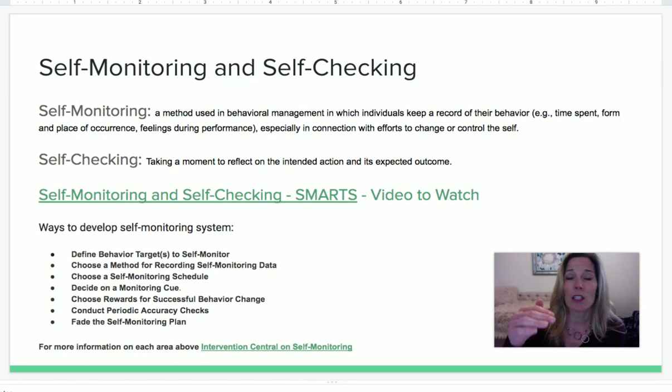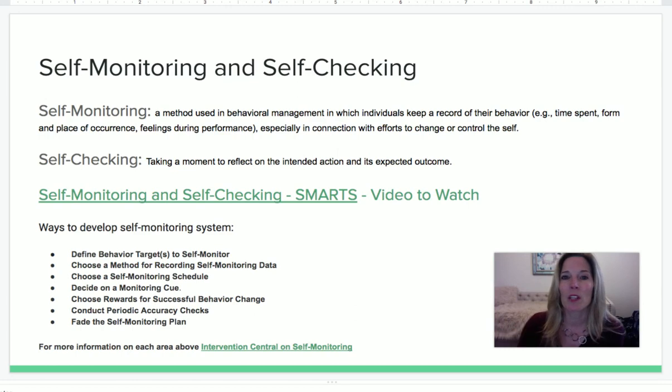Next is the self-monitoring schedule. Am I checking in a few times a day with my teacher? Am I just doing it on my own, once at the end of every day? Am I monitoring myself at the end of the week on how I did during the entire week? So you've got to figure out all of those things. Decide on a monitoring cue.